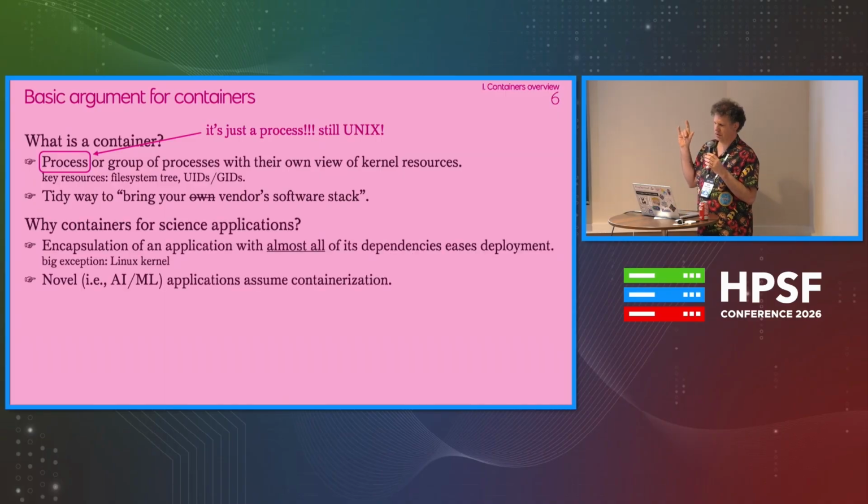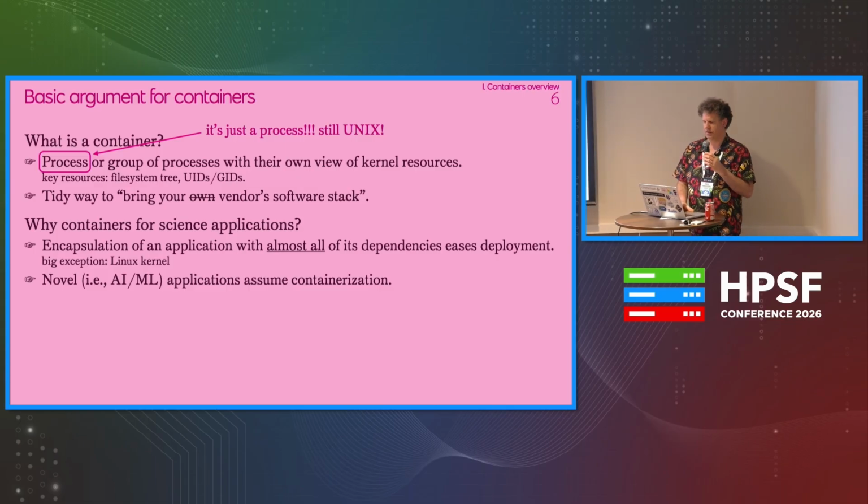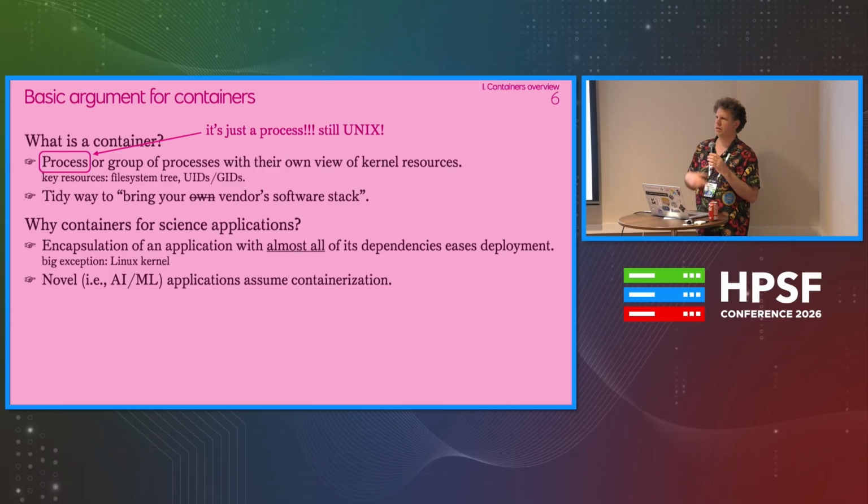Containers for science applications, the value is that this encapsulation with almost all the dependencies makes deployment easier, right? The Linux kernel itself is a big exception. Usually it doesn't cause trouble. Sometimes it does. Then the other piece of this is that as we see newer types of applications appearing, a lot of them assume containerization. Like you talk to NVIDIA and you're like, how would I run your thing without your container? And they don't know what you're talking about.